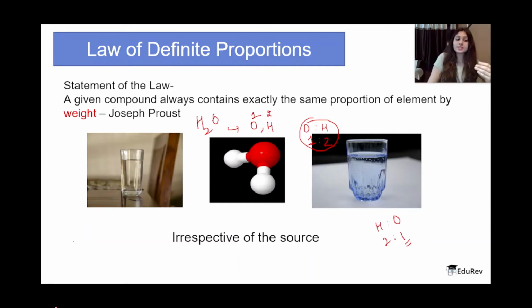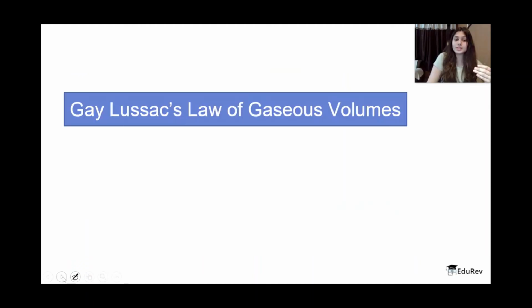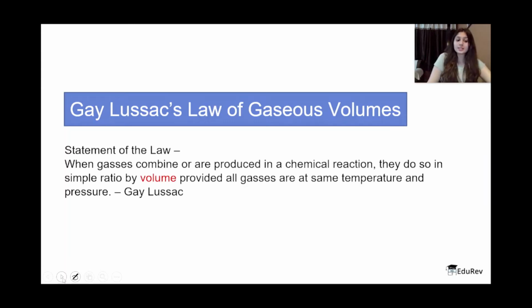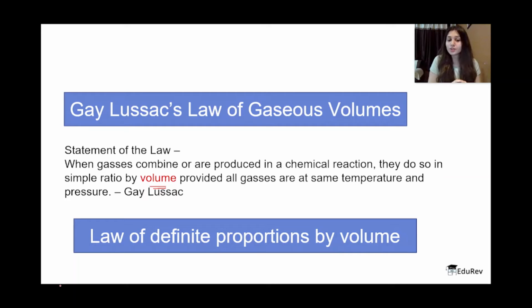So after this law, the next law we have to read is Gay-Lussac's law of gaseous volumes. This law is exactly what we read in the last slide, the law of definite proportions, but by volume. You can see I have highlighted the words "by volume" here. That law talks about ratio by weight, and this law talks about ratio by volume, and everything else is exactly the same. The same example of water can be used here, but now we talk about the volumes instead of the weight.